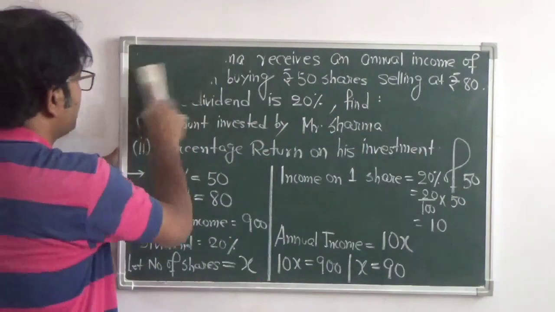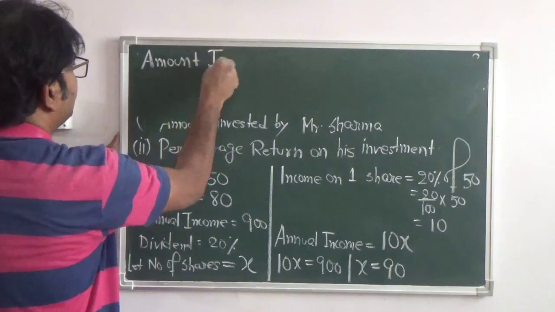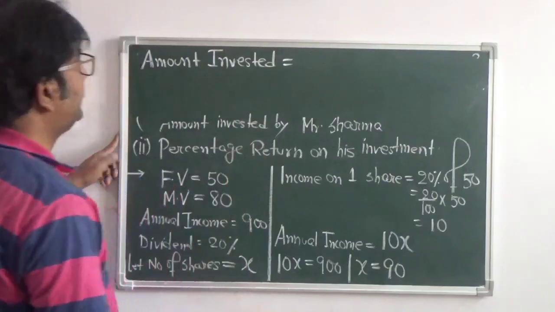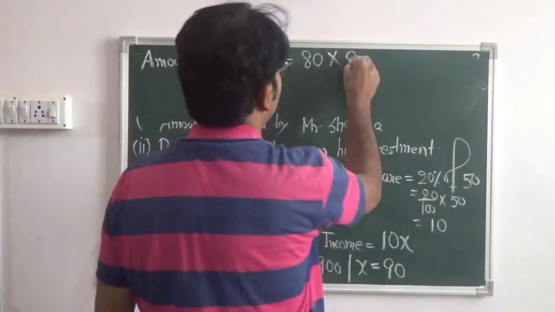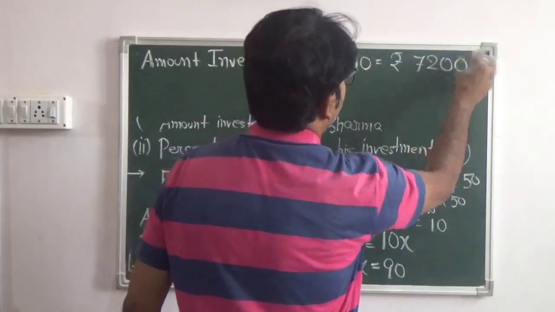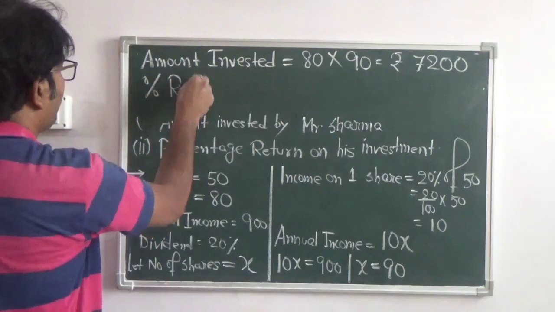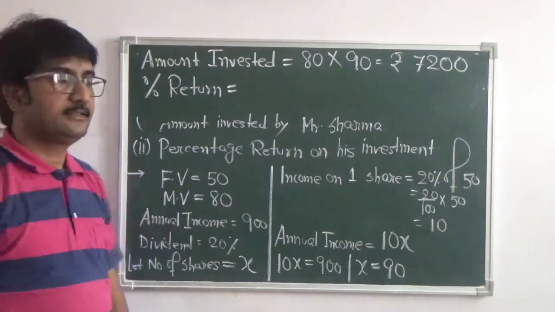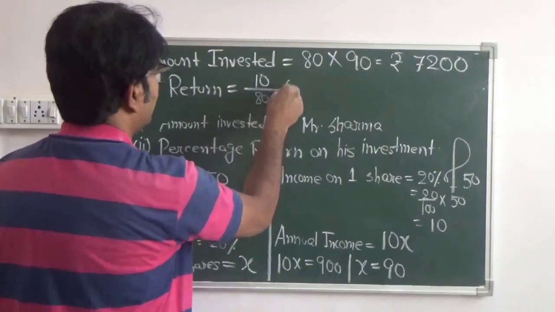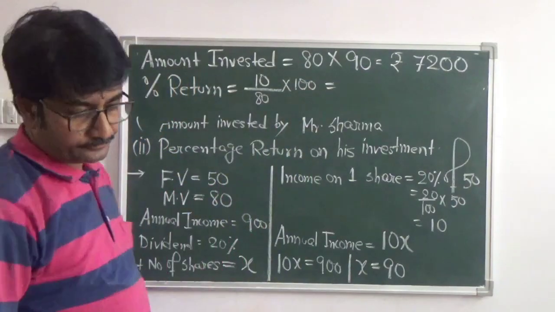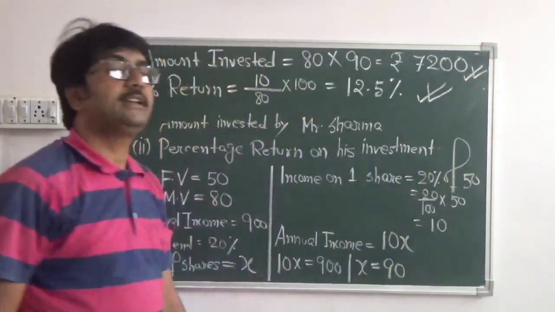So if the number of shares is 90 and the market value is rupees 80, we have the amount invested. So let us write. For the first condition, therefore, amount invested is the market value of one share, that is 80, multiplied by the total number of shares, that comes to 90, equals rupees 7200. So this is the total investment. Now percentage return on his investment. So it is income on one share, rupees 10, by the market value, 80 into 100. So this comes to 12.5%. So there it is. Have a look.